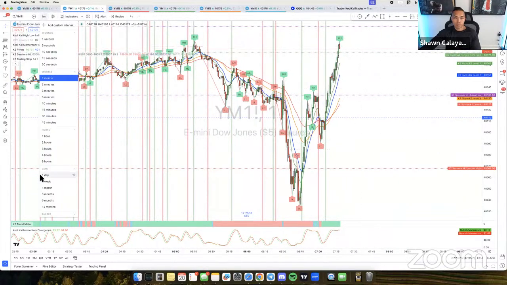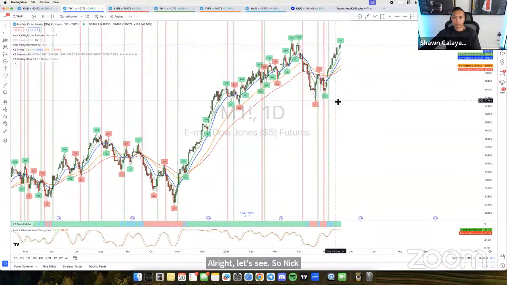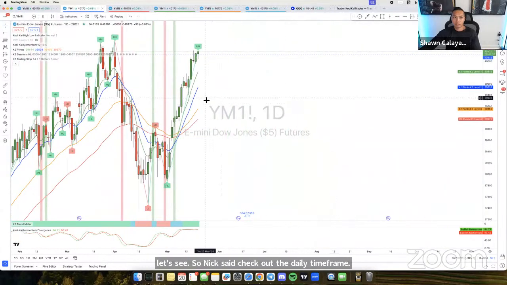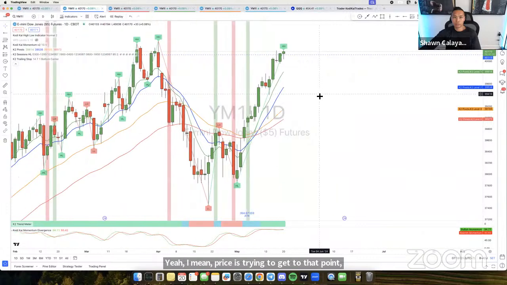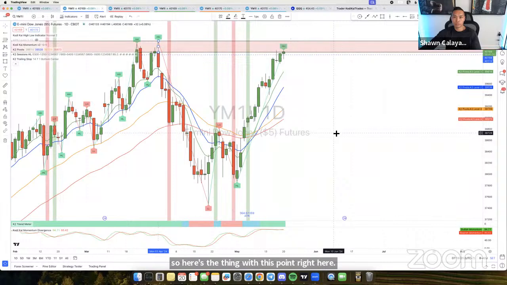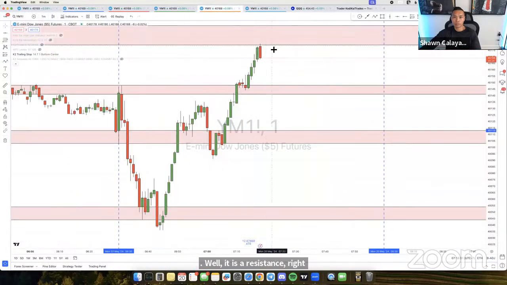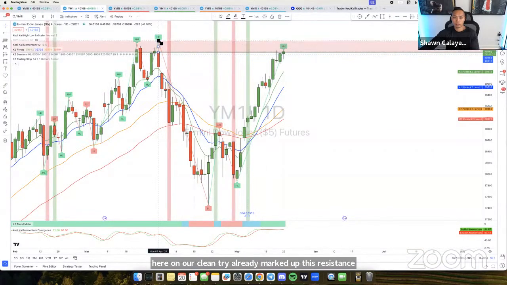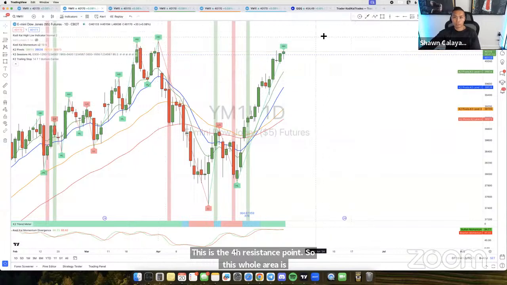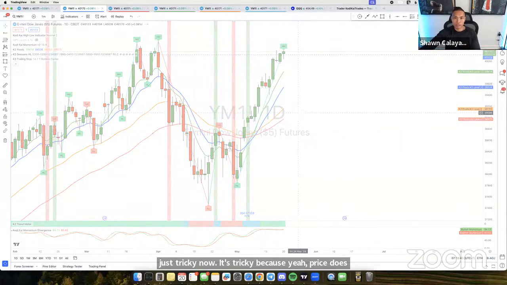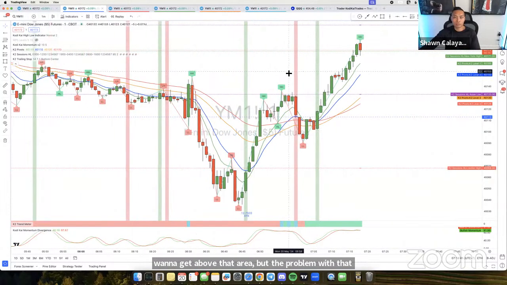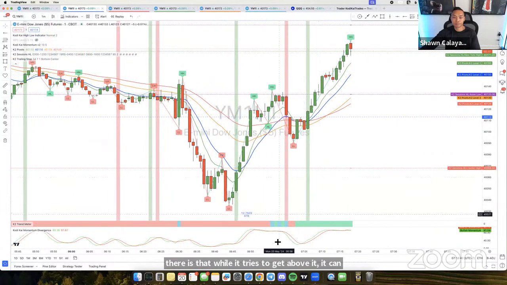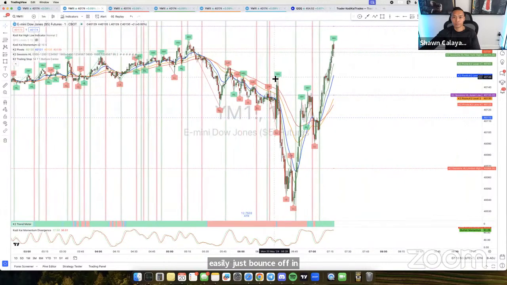All right, let's see. So Nick said check out the daily time frame. Yeah, I mean, price is trying to get to that point, but here's the thing with this point right here. If price gets near this area, well, it is a resistance, right? So this whole area here is resistance. You can see over here on our clean chart, I already marked up this resistance. This is the 4-hour resistance point. So this whole area is just tricky now. It's tricky because, yeah, price does want to get above that area, but while it tries to get above it, it can easily just bounce off it. And that's what makes it even worse.